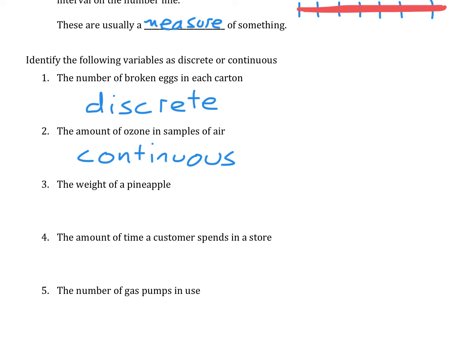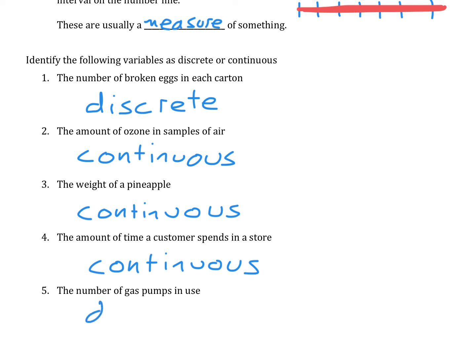The weight of a pineapple, that could increase by a decimal of a pound. So I would think this is continuous. The amount of time the customer spends in the store, could they stay in the store an extra 1/10 of a second or 100th of a second? Yes. So that is also continuous. The number of gas pumps that are in use, that is discrete. That has to be a whole number.